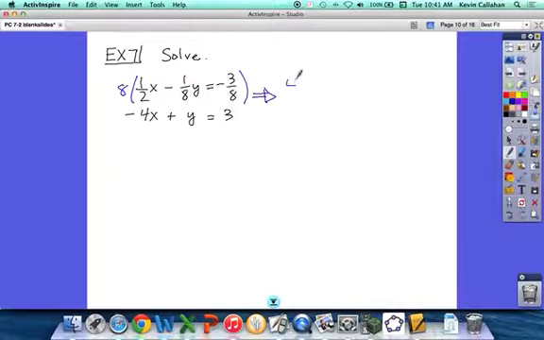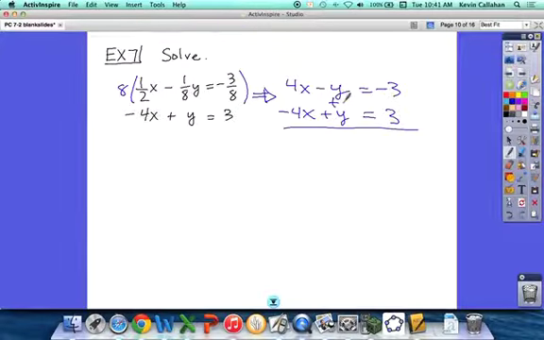And here is an equivalent system. It'll be 4x minus y equals negative 3. And here we've got negative 4x plus y equals 3. By doing that, we did create our equal and opposite coefficients. So now we add them up, and we get cancel, cancel, cancel. We get 0 equals 0.